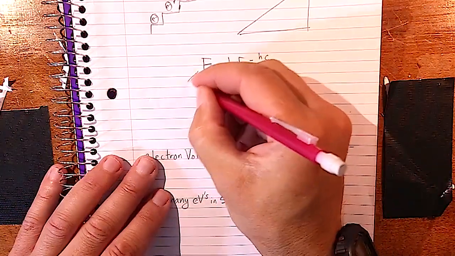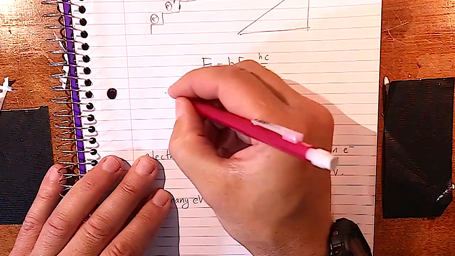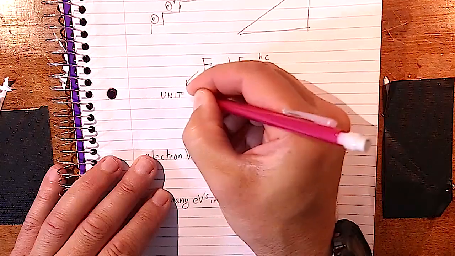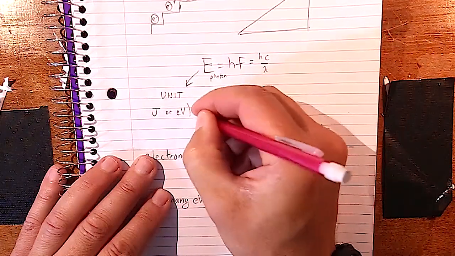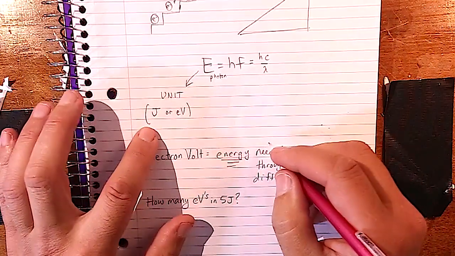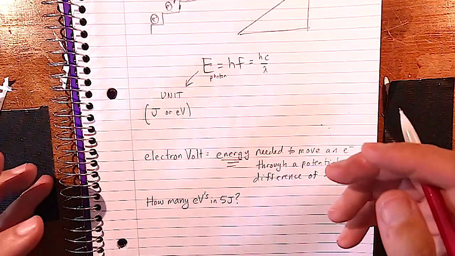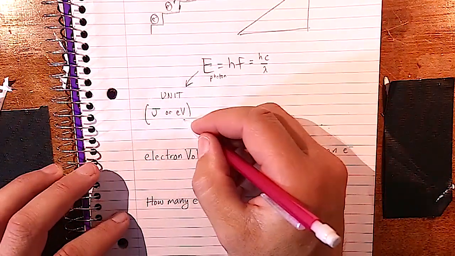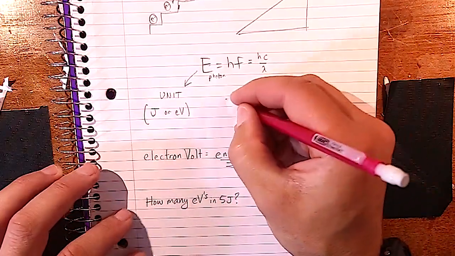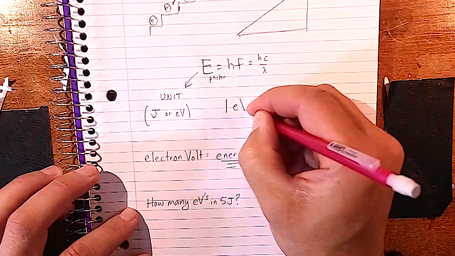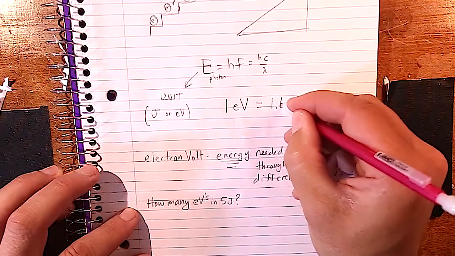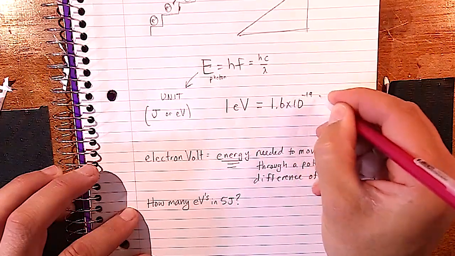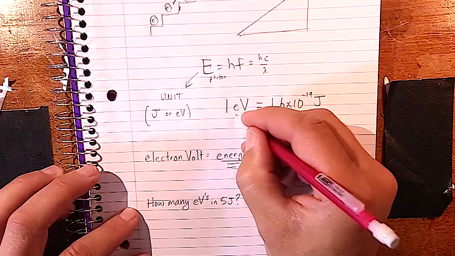Now the problem with this is we have a little tricky bit we have to know. The unit for this is joules or electron volts. Joules are for big things, and because we're dealing with small things, they came up with a new unit called the electron volt. 1 eV is equal to 1.6 times 10 to the minus 19th joules.